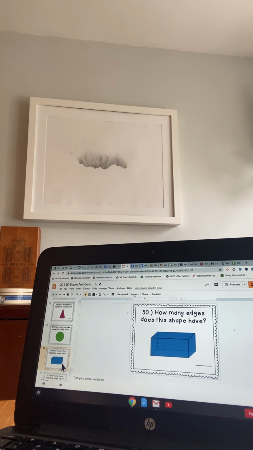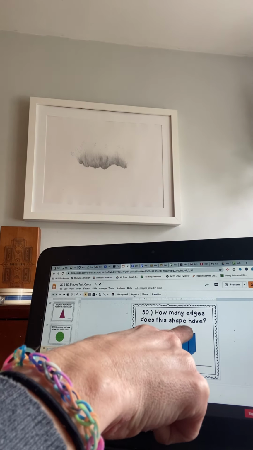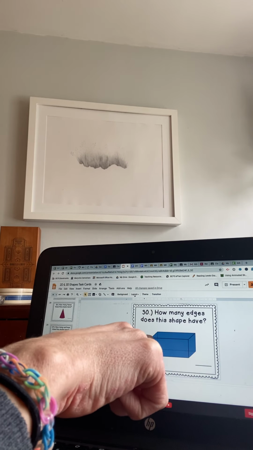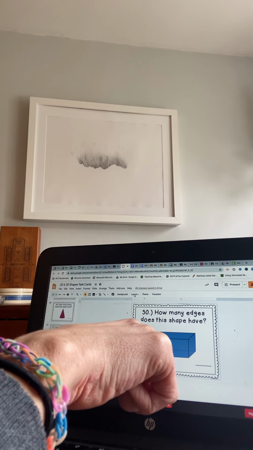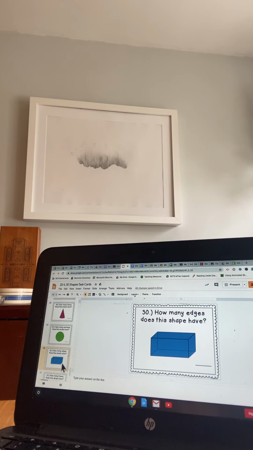Okay, how many edges does this one have? Guys, this one has 12 edges because you only need to count 1 straight line 1 time. So it would have been 1, 2, 3, 4, 5, 6, 7, 8, 9, 10, 11, and 12.